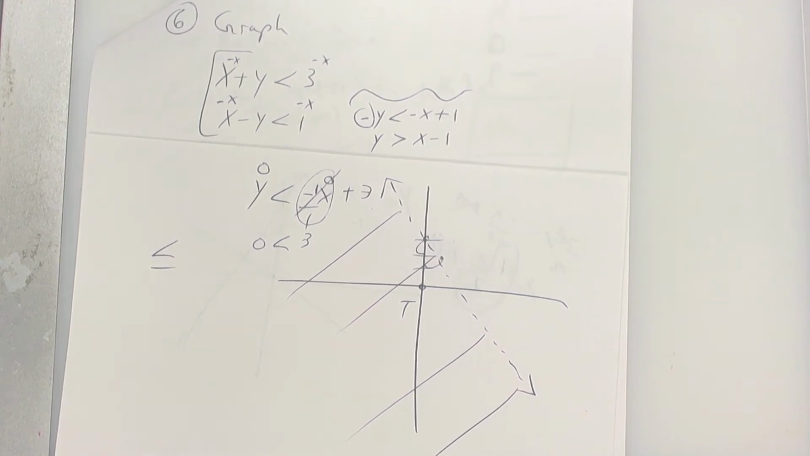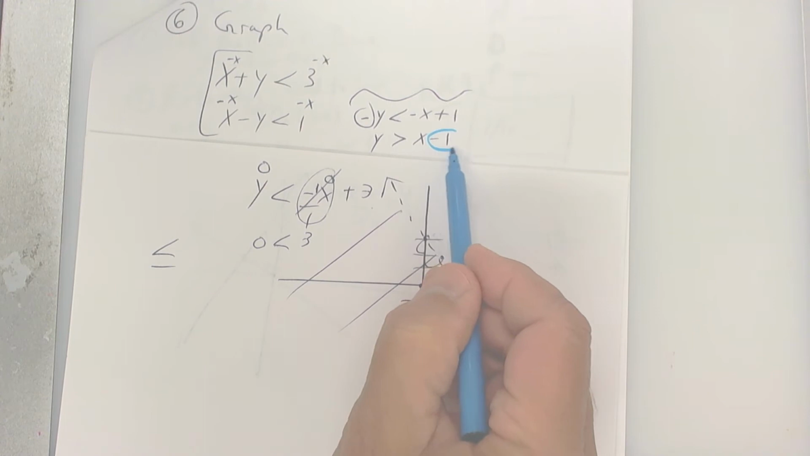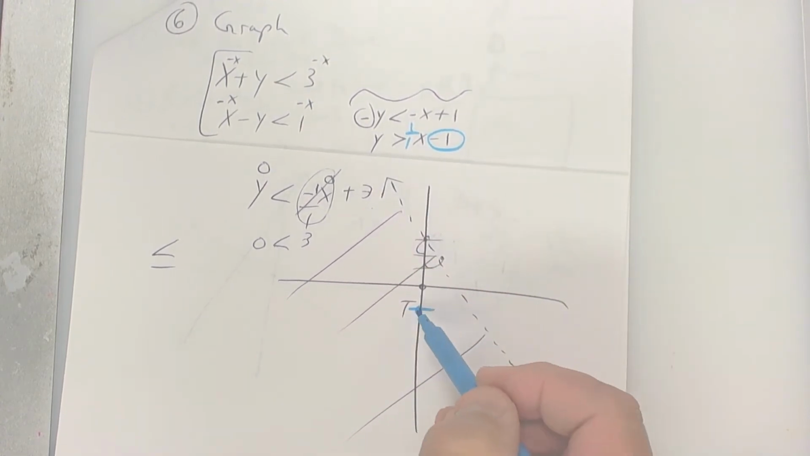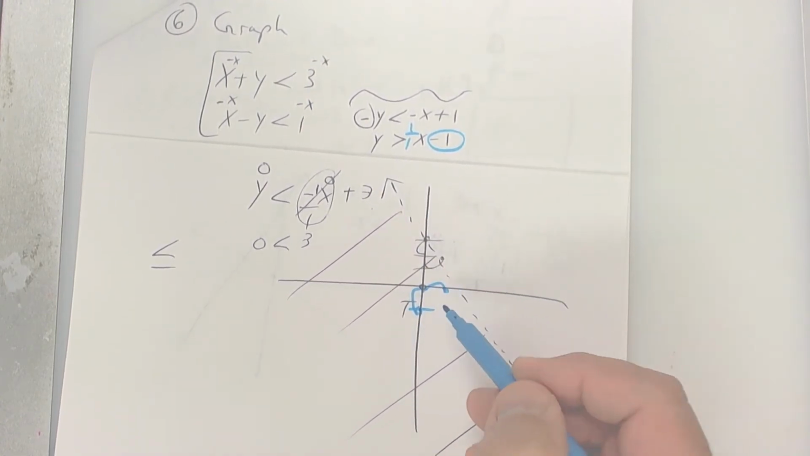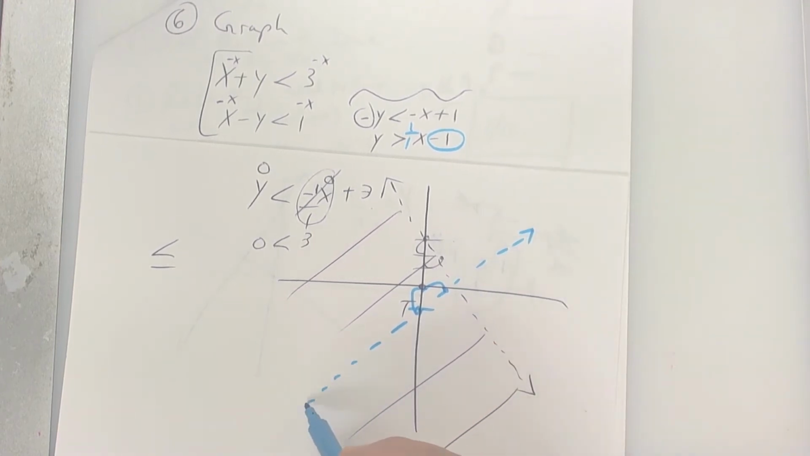I'm going to use a different color. So I'm going to go down 1 because that's your y-intercept. And then your slope is up 1 over 1, which is here. This one is also broken. I'm going to use 0, 0.